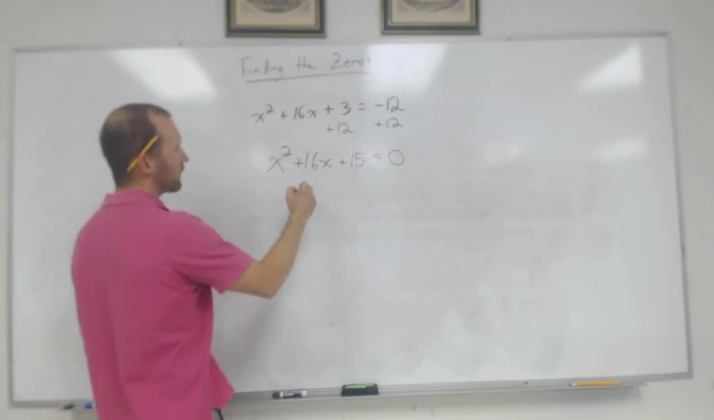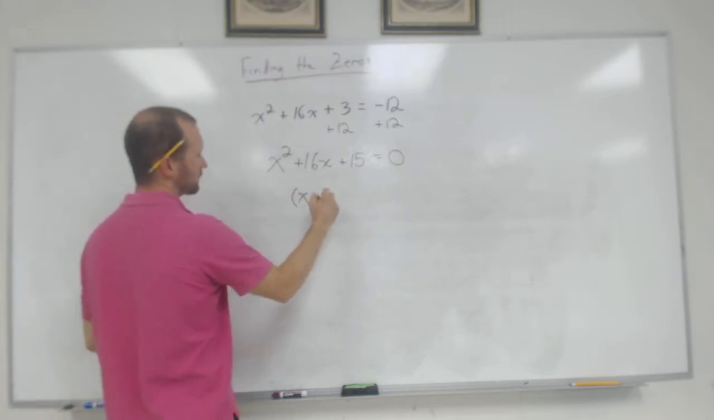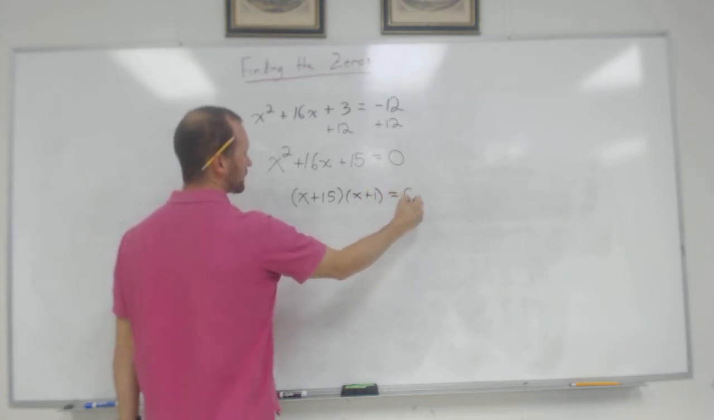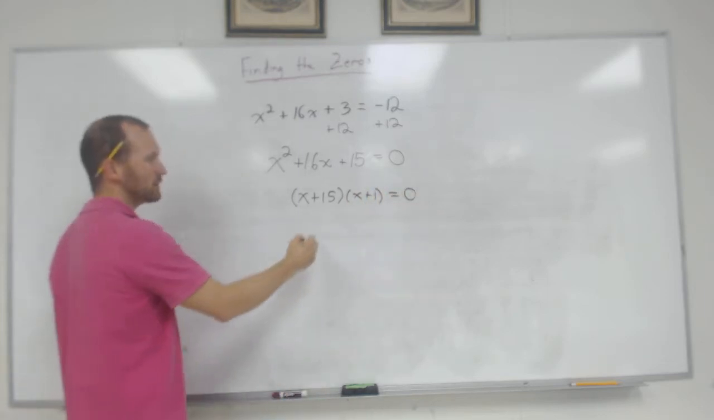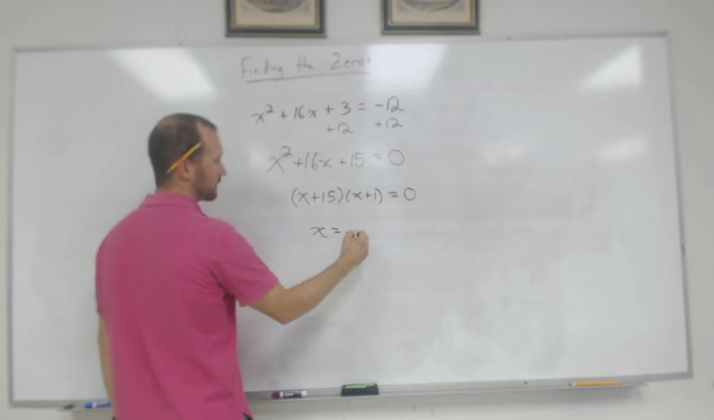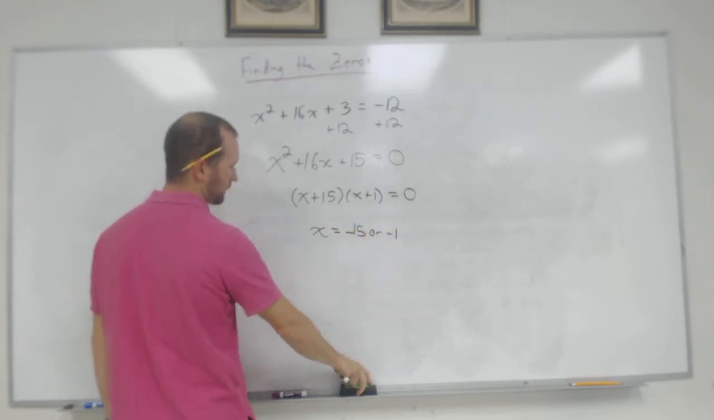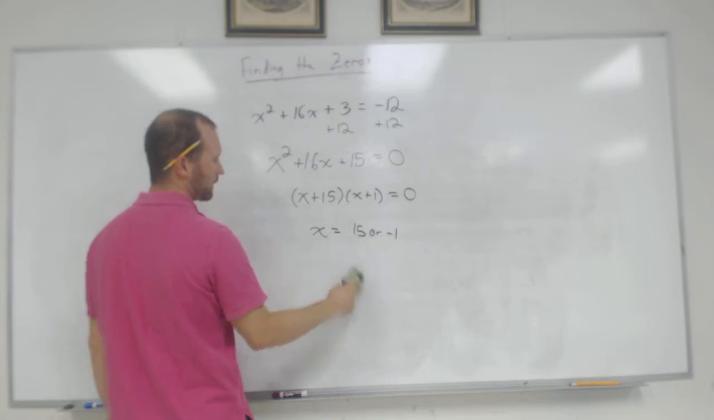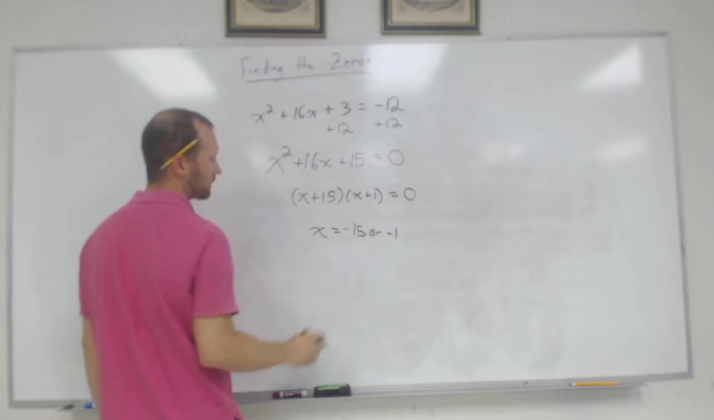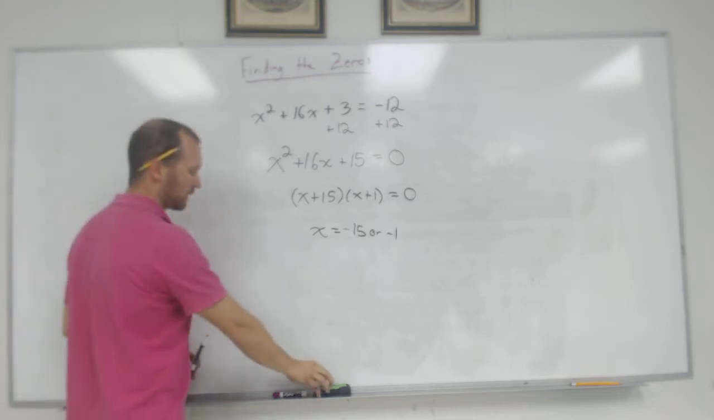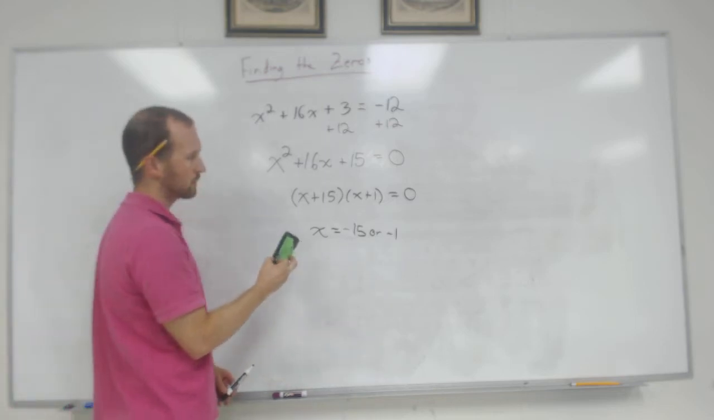All right, now what can I do? Factor it. How would I factor this? You think we can skip the zero product property step? Do you see the solutions? Negative 15 or negative 1. Okay. What if I had something a little bit different?